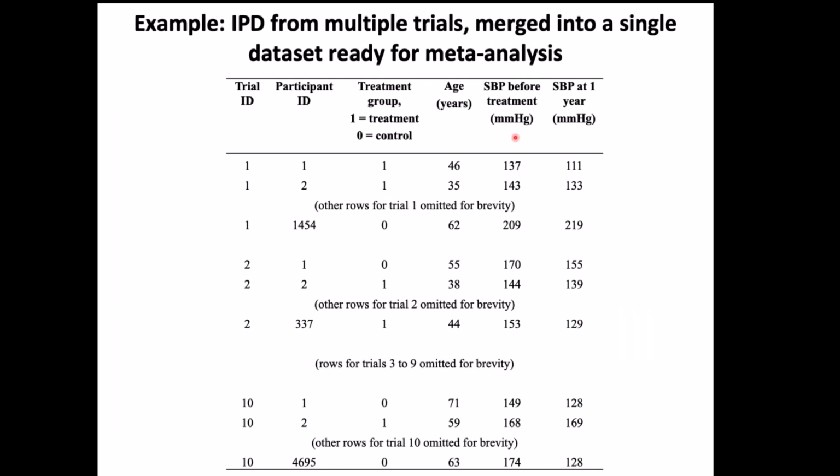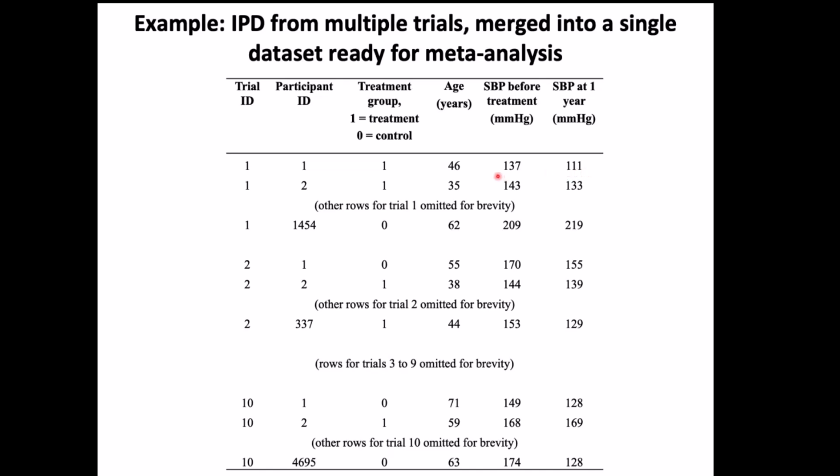So just to clarify, here's an example IPD data set. And going back to those hypertension trials, if we think we've got the data at the individual level for those 10 trials, and we harmonize that data and we put it all together in a single database, then it would look something like this, where we would have to have an identification for the trial. We'd have to know the participant ID in each trial. We'd know whether they were treated or not for each patient. So we'd know each patient's age. We'd know their blood pressure before treatment. We'd know their blood pressure at 1 year.